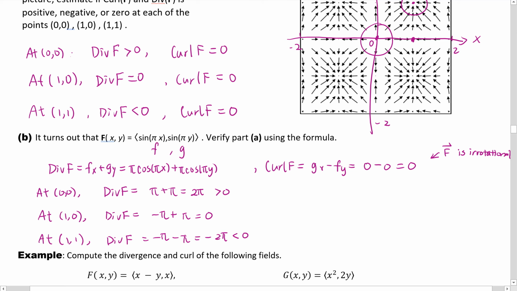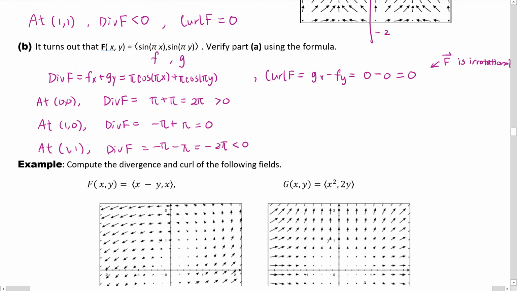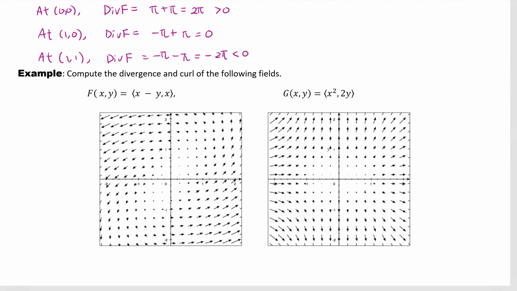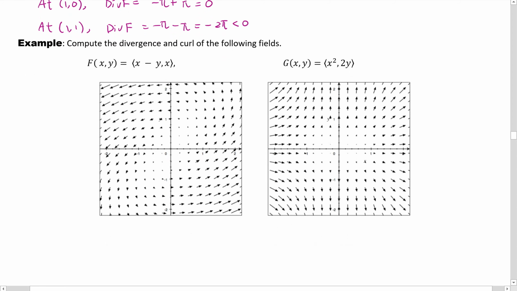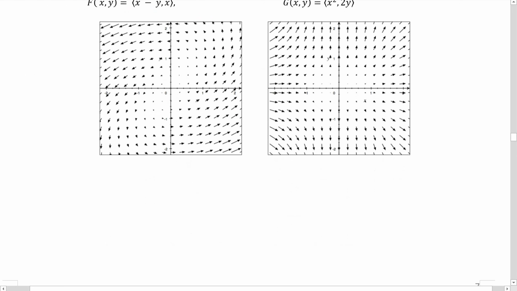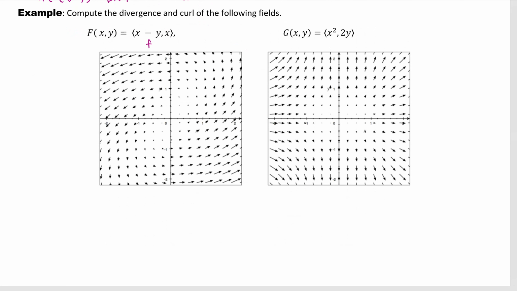I also hope that when we go over these examples, you can try it first. Feel free to pause the video and try it first. Compute the divergence and curl of the following fields. All right, now let's look at the first one. What's this? This is F. This is G, right?